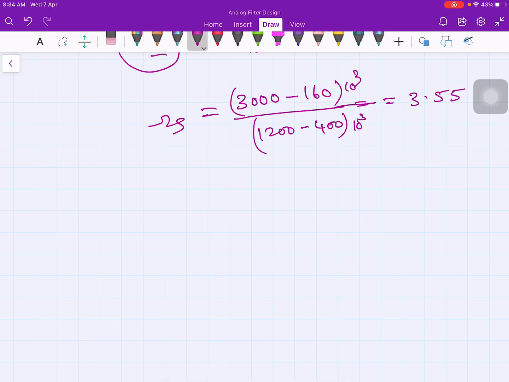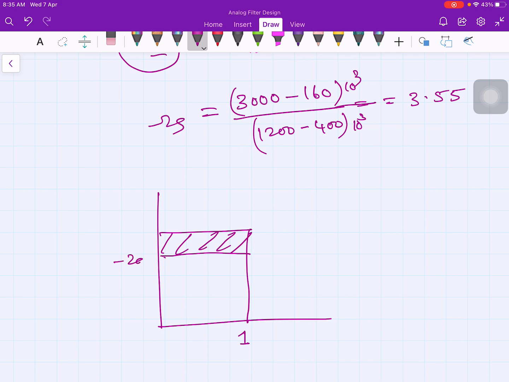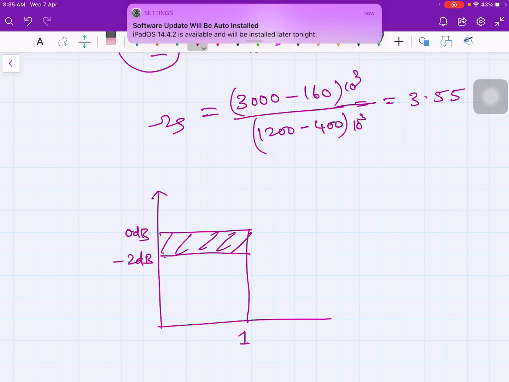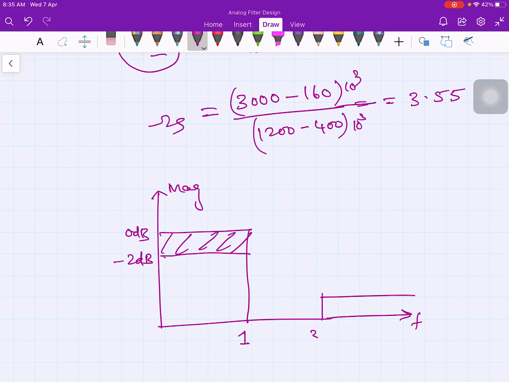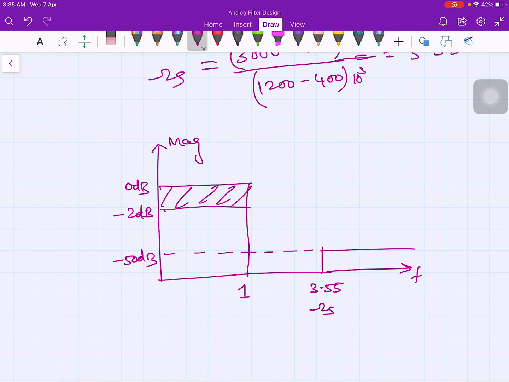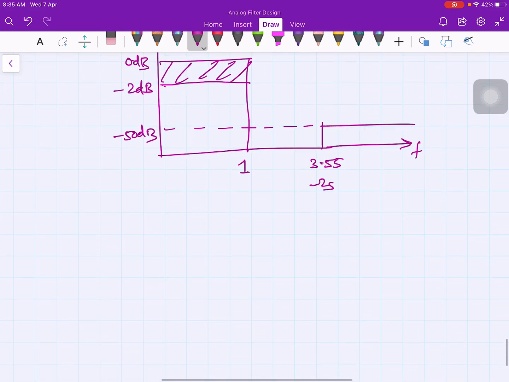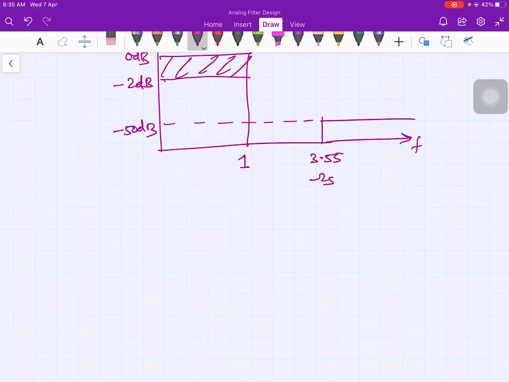So we are now comfortable. Okay, we have to design a low pass filter now. This is 1 radian per second, and this is minus 2 dB, 0 dB, and then this is magnitude, frequency, and this is 3.55 omega s, and this one is minus 50 dB. See, we got the specifications of a normalized low pass filter from the given specification. What is a given specification? The specifications are given for band pass filter. That's it. Now you can simply work on it. It's not difficult.